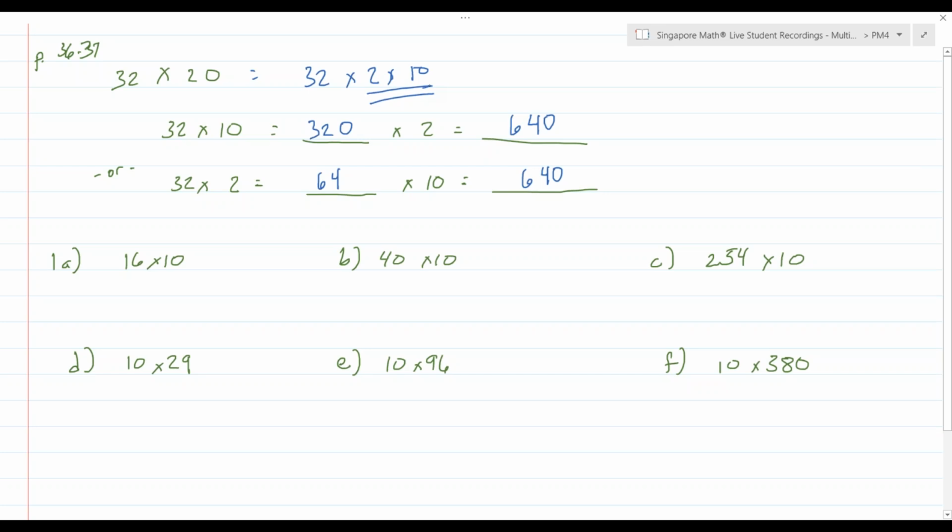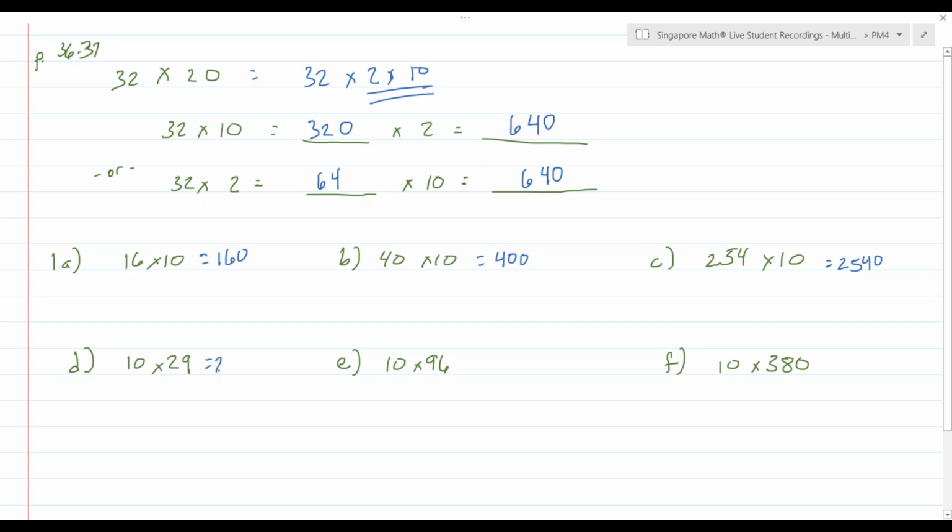But another thing is interesting. If you're just multiplying by 10, like in these examples on the top of page 37, 16 times 10, that's 16 tens. 40 times 10 is 40 tens. 254 times 10 is 254 tens. Remember how we've talked about that for a long time. When you have tens, you can count them just like that. That's 254 tens.